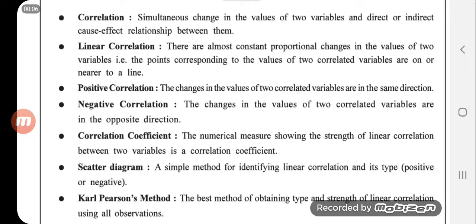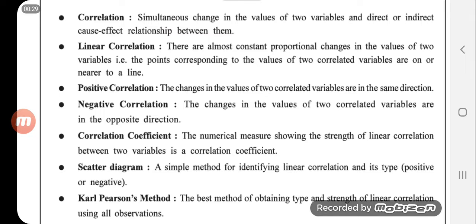Okay. So first of all we'll start with what is correlation. If there are simultaneous changes in the values of two variables, it may be a direct or indirect cause-effect relationship, then it is called correlation. I have already explained in my previous video what is correlation. This is just the definition which you have to learn by heart. I have given them together at one place.